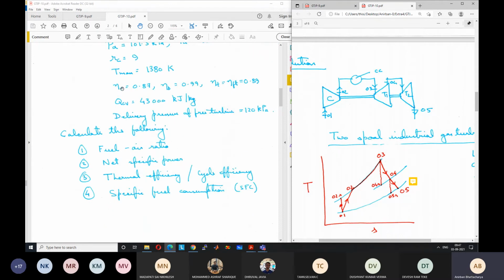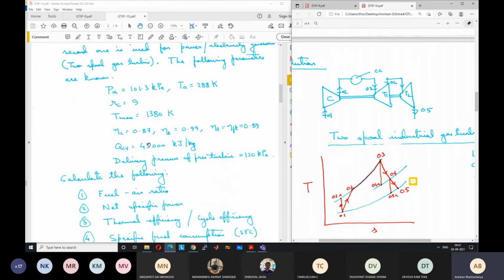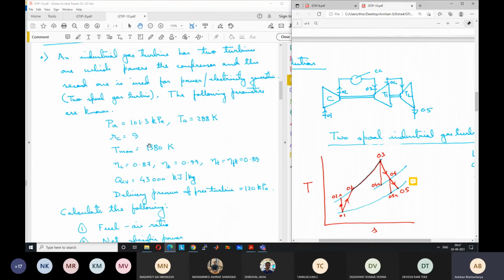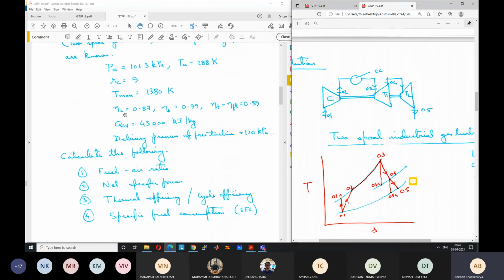Compressor efficiency, all these are isentropic efficiencies because nothing is mentioned. If nothing is mentioned, it means that we will be using isentropic efficiency. If it is polytropic efficiency, it should be specifically mentioned in the problem. So the isentropic efficiency of the compressor is 0.87. The combustion efficiency is 0.99. The turbine efficiency, ETRT for the first turbine, is 0.89, and for the free turbine, FT, is also 0.89. Nothing is mentioned about the transmission efficiency, so we will assume that it's 100%.